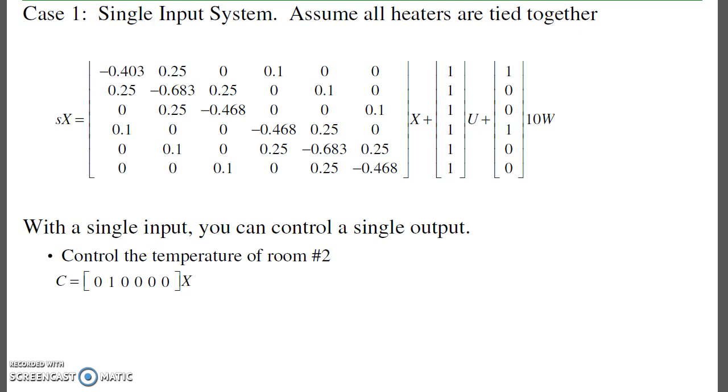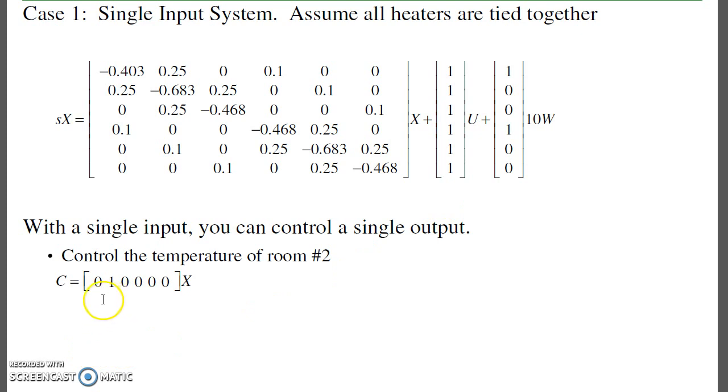So let's start with the first case. Suppose I have a single input. I've got 6 apartments. If I force all apartments to have the same amount of heat, so I have this one matrix on the B side. If I have 100 watts going to apartment 1, all apartments have 100 watts of heat going in. With a single input, I can only control a single output, so I have to pick what I want to control. Arbitrarily, let's control the temperature in apartment 2.